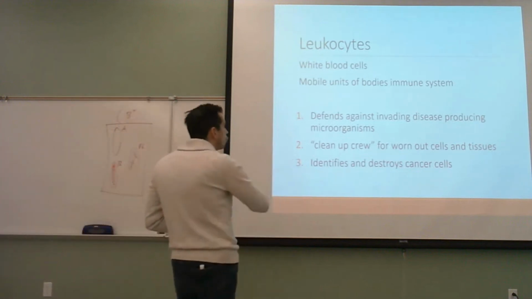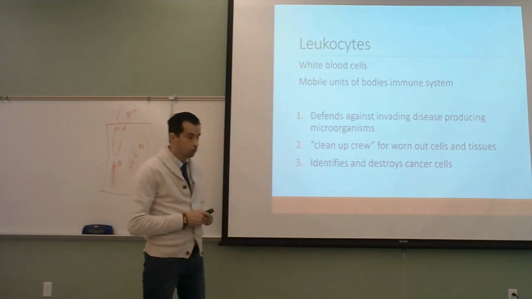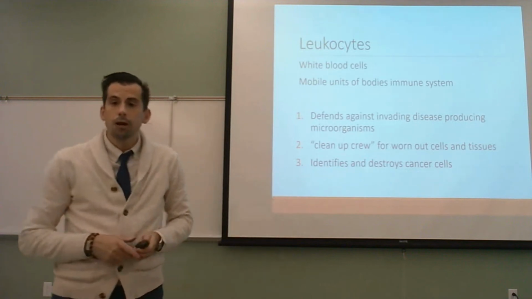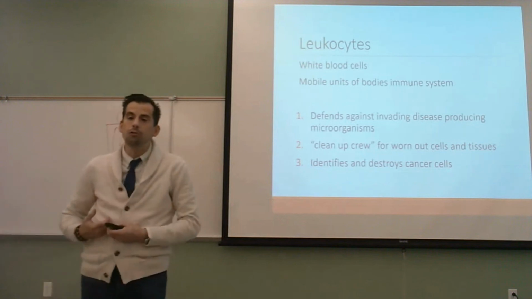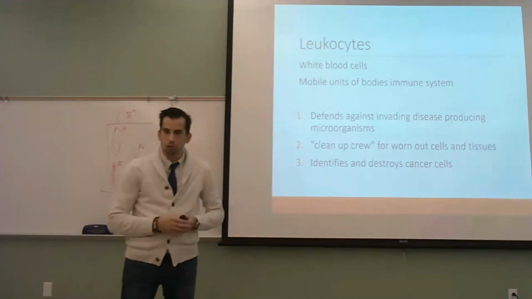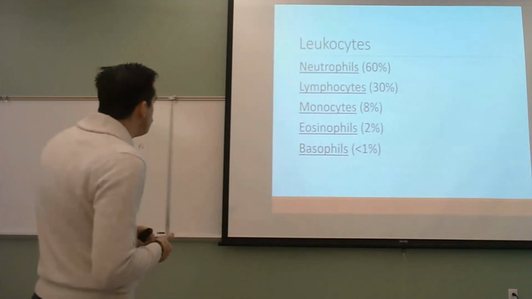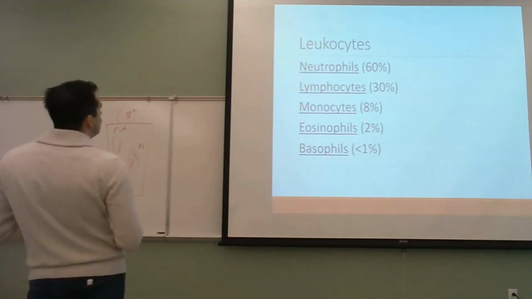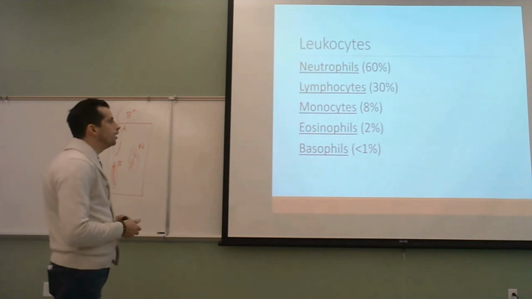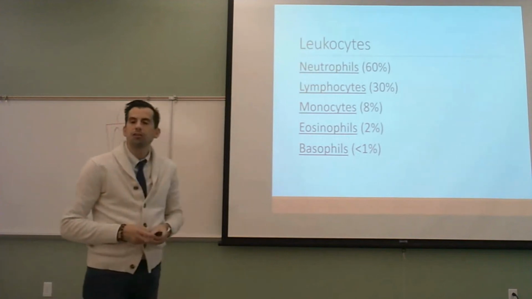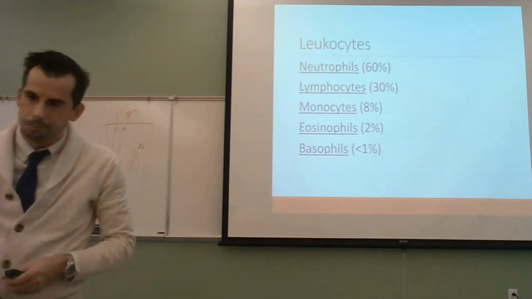And there are instances where this occurs naturally in the body. Doesn't mean that we eliminate the potential of any cancers, but it is one of our inborn mechanisms to prevent tumor formation in the first place. We have 5 different types that we'll look at: neutrophils, lymphocytes, monocytes, eosinophils, and basophils, named in that order based on their prevalence in the blood.